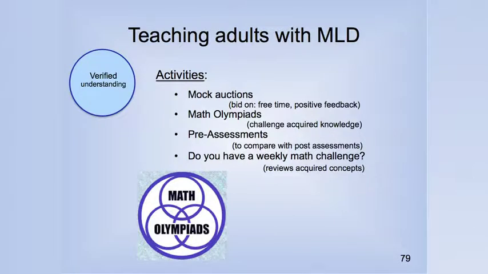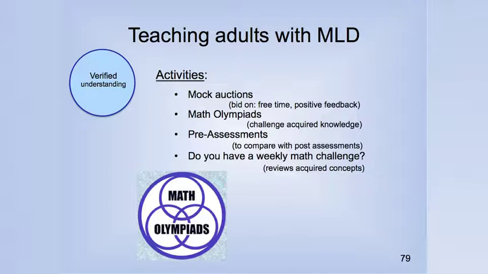I really encourage instructors to track the progress so that you can identify where a student needs extra learning. And make sure we establish that understanding before moving on. Activities that you can use: auctions. If you don't have prizes you can give, then give them free time, or give them positive feedback. The Olympiads is something that's been used in the past for challenging the knowledge that they've acquired and for making it a little bit competitive with other students. Be sure that they're ready for that before you just throw them into that.